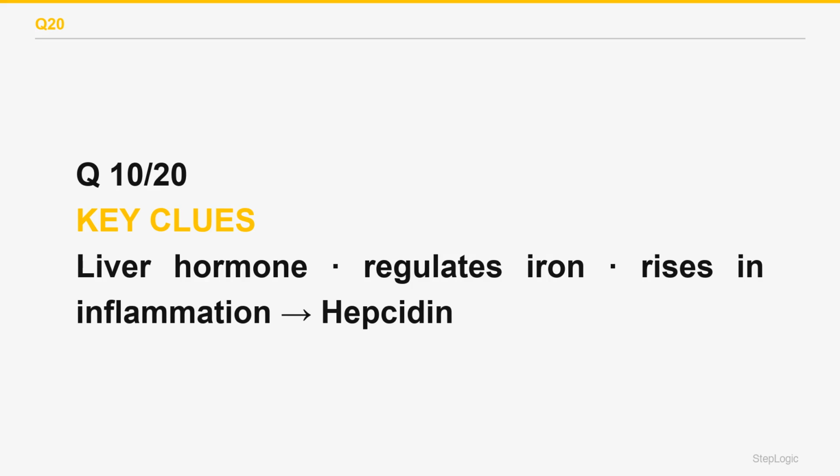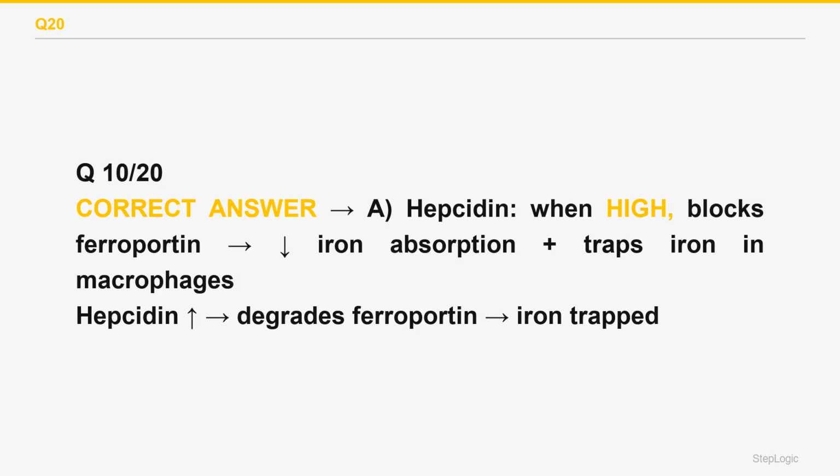Since the body cannot actively excrete iron, it controls iron balance at the level of absorption and release. Hepcidin acts on ferroportin, the channel that exports iron out of intestinal cells and macrophages into the blood. When hepcidin is high, it binds and degrades ferroportin, blocking iron export. This reduces intestinal iron absorption and traps iron inside macrophages, lowering serum iron. When hepcidin is low, ferroportin works and iron enters the blood. The correct answer is A.